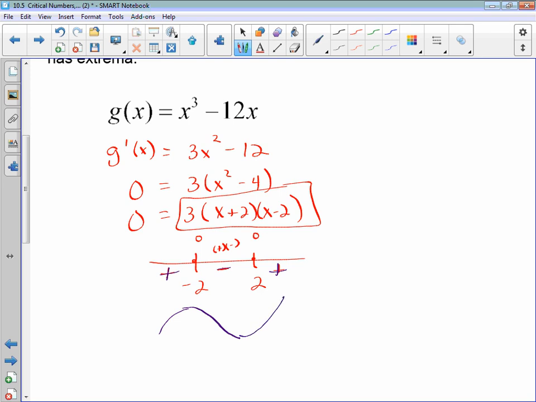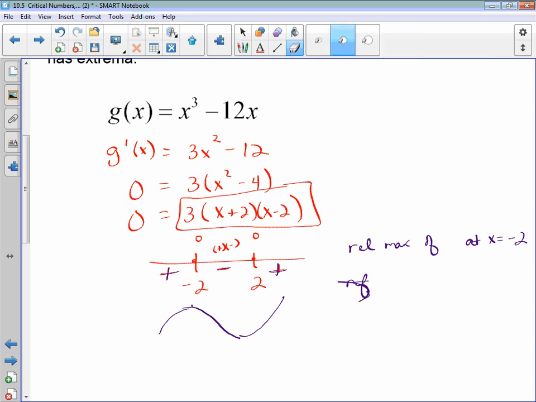So what does that make negative 2? A max or a min? Okay, so you have a relative max of, we'll figure it out, at x equals negative 2. And then do you guys see how 2 is going to be your relative min? I cannot write today. Something at x equals 2.